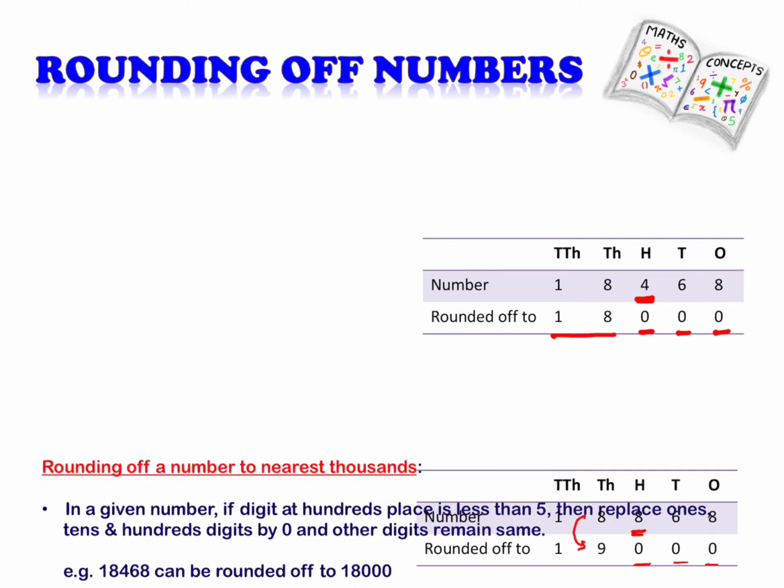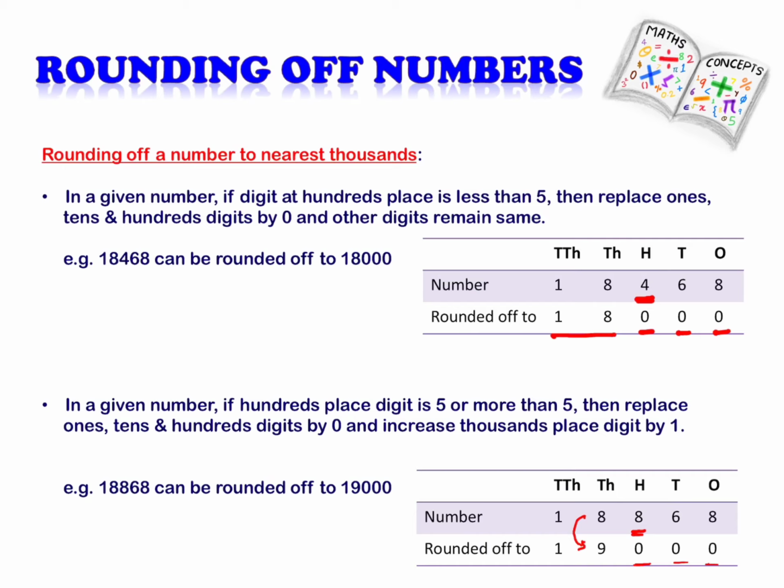Okay, so these two are generic rules for rounding off to thousands. Now this way we can round off the number to nearest 10,000s, nearest lakhs, nearest 10 lakhs and so on. So now let's consider estimation. Okay, we are going to use this rounding off in estimation.